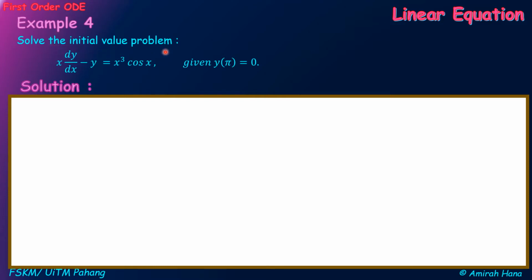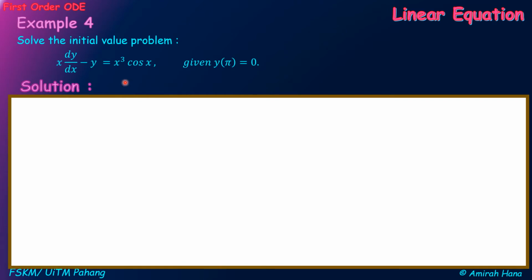Solve the initial value problem x dy over dx minus y equals x cubed cos x, given the initial condition y(pi) equals 0. From the given question, we have y to the power of 1, and there is no term containing y in the coefficient of dy over dx or in the function on the right hand side. So this is a linear equation.